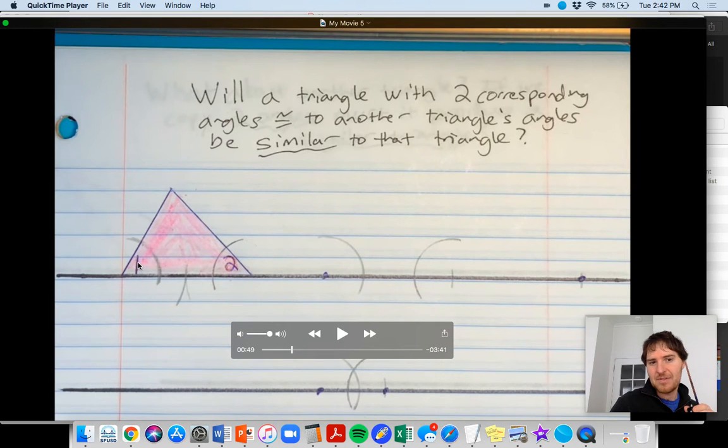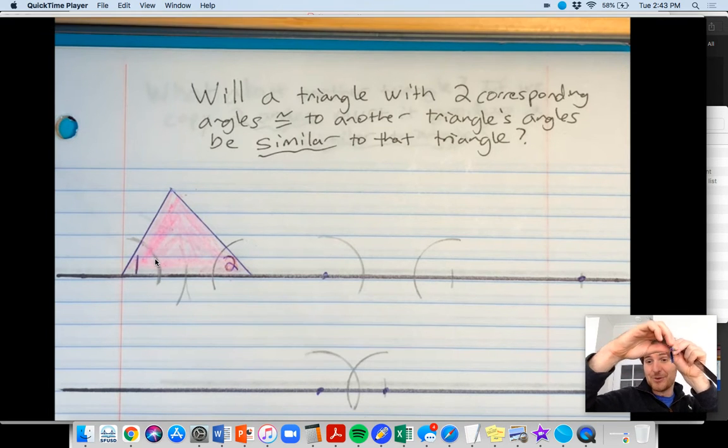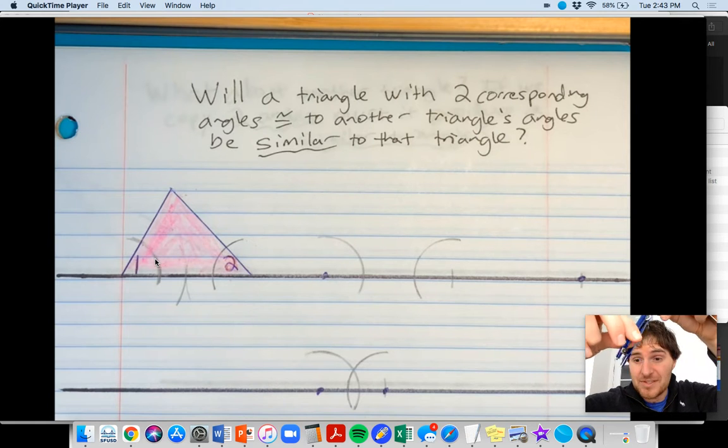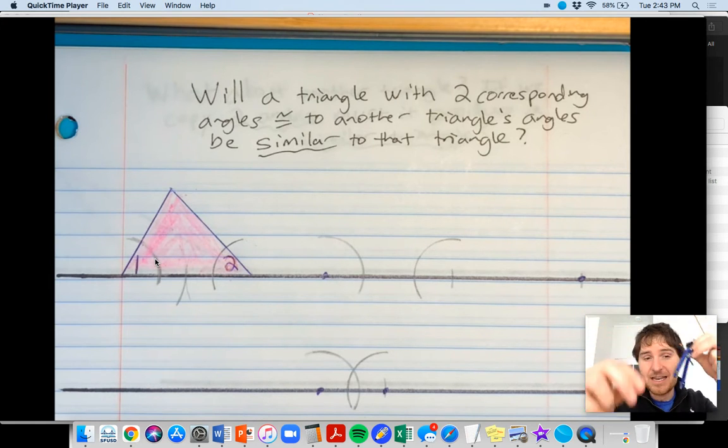So basically, this segment is congruent to that segment because it goes to this swing of the arc. And remember, with a swing of an arc, like of a circle, this is the radius, and this is the outer end of the radius, and that distance remains fixed with a compass. That's what a compass does, it helps you maintain a fixed distance.